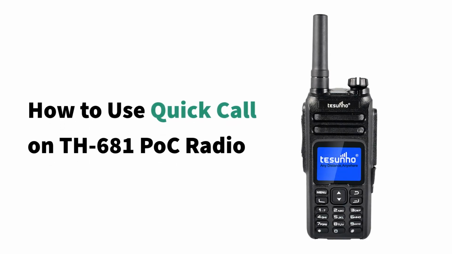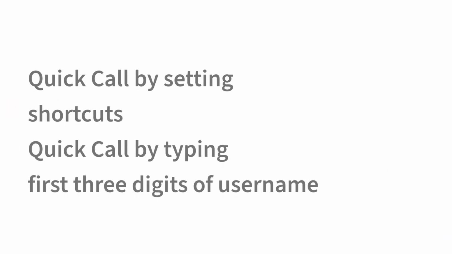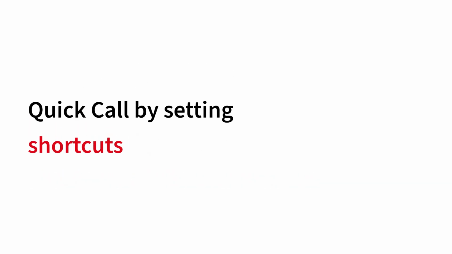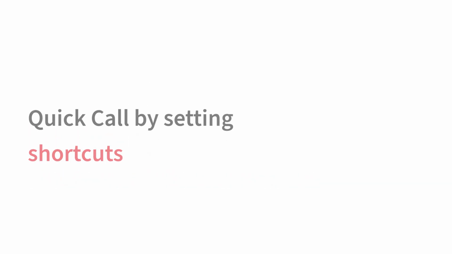How to use quick call on TH-681 PoC radio. You can make a quick call by setting up shortcuts, or typing the first 3 digits of the username. Keys 1 to 9 can be set as shortcuts for specific members.